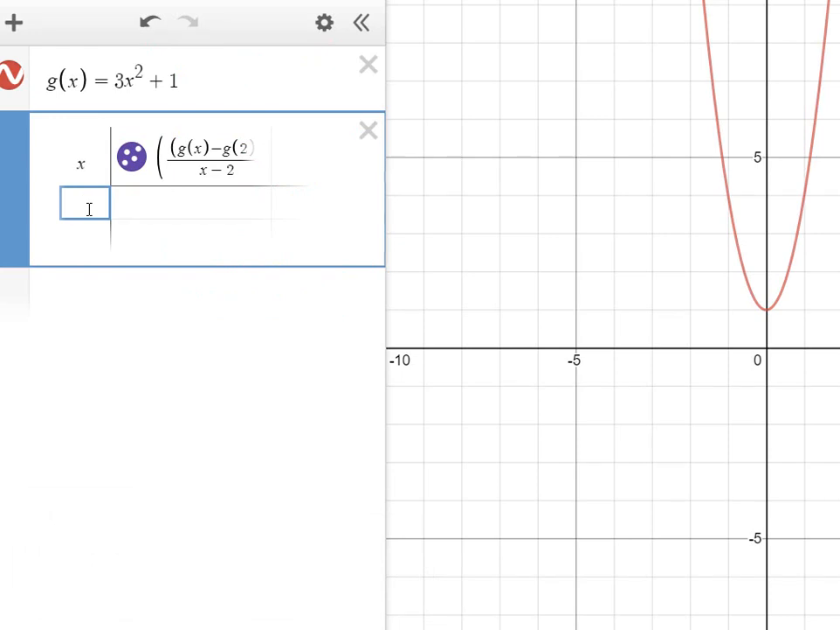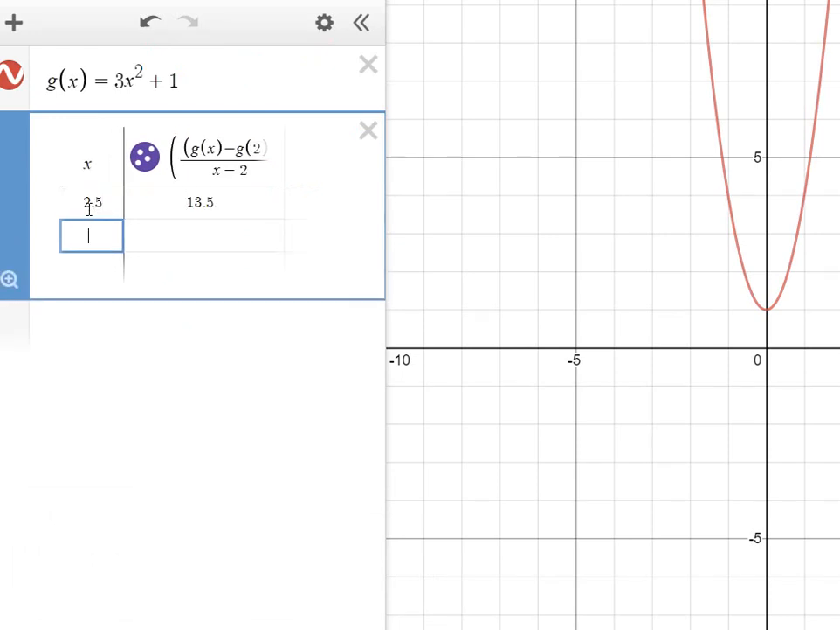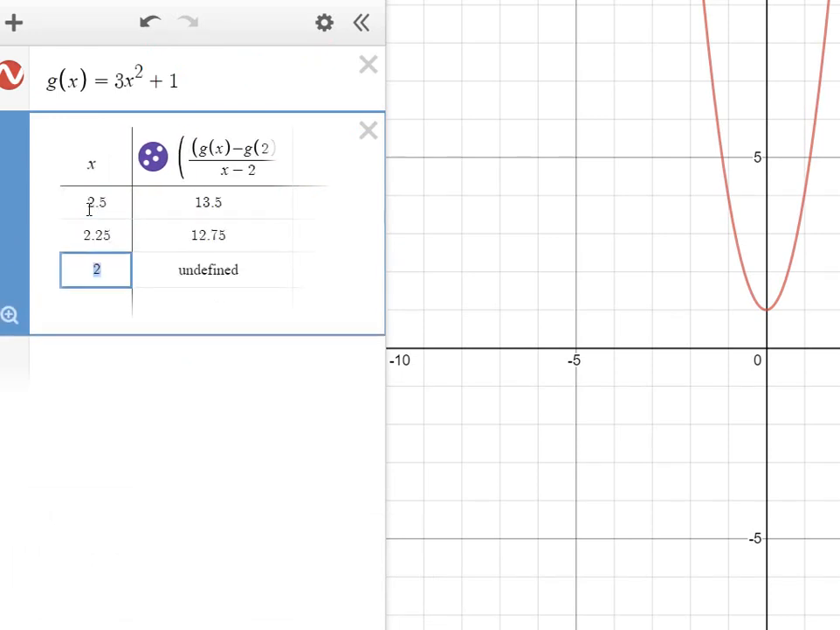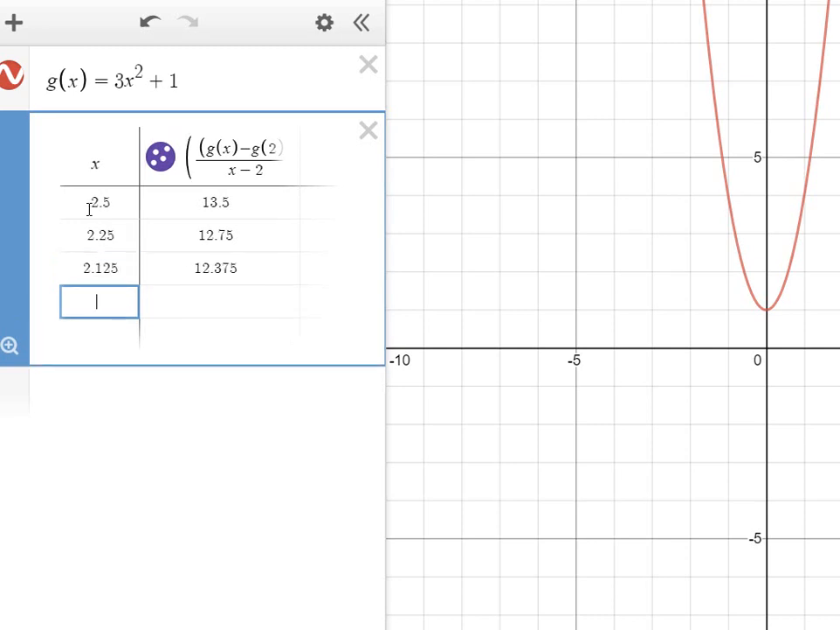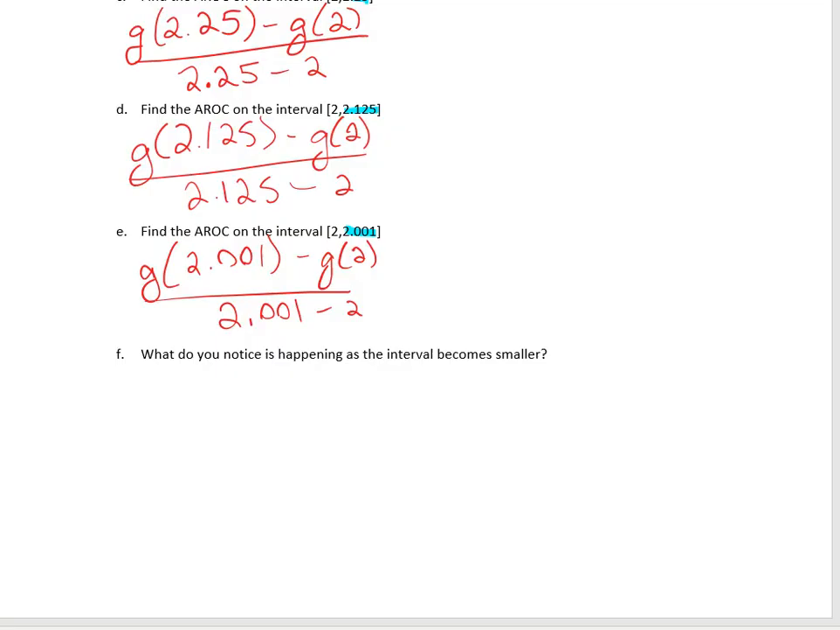Now what I can do is enter those different values: 2.5, 2.25, 2.125, and 2.001. So when I go back, I can just enter in those values instead of going back and forth and doing all that work over and over and over.